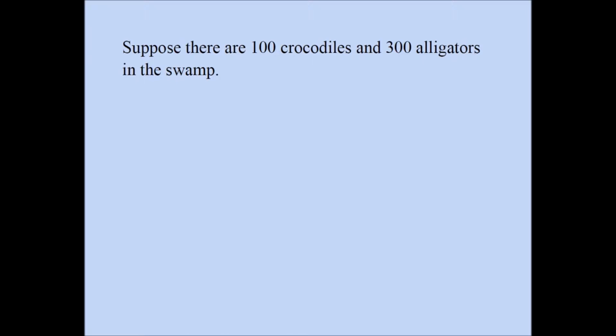Suppose there are 100 crocodiles and 300 alligators in the swamp. The reason we chose those numbers is because 100 is a convenient choice. We're talking about percentages, and there are 3 times as many alligators as crocodiles, so it's an appropriate choice.